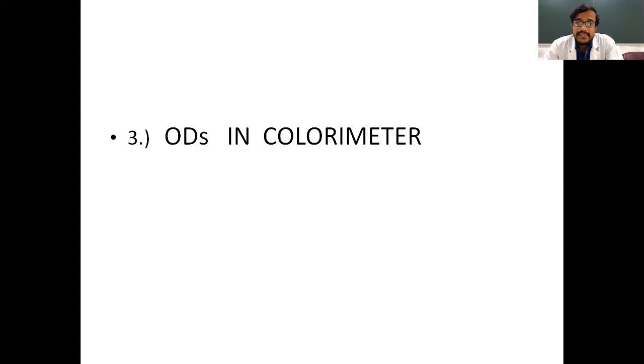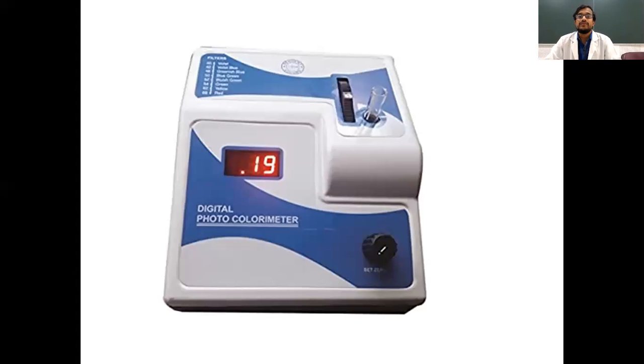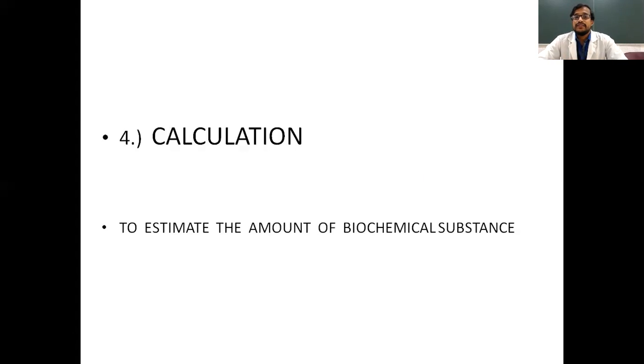And after taking the ODs, the final step is we'll calculate by using a formula. These are the ODs you had seen. And the final step is calculation. So after pipetting in different test tubes, we'll incubate. After incubation for some time, we'll take the ODs. And after taking ODs, we'll calculate by T minus B by S minus B into some formula. So after calculation, we'll get the results.